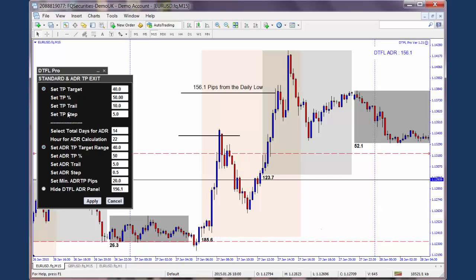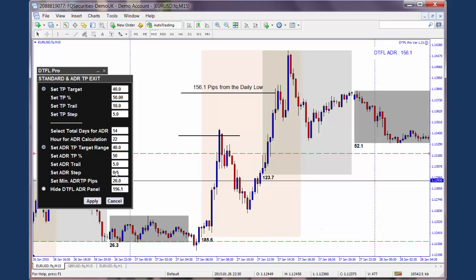Now the other thing that these two things control is the trailing stop. Whether a trailing stop is initially set off by the standard take profit or the ADR take profit, in this situation, if the position hit here after 40 pips, half of the position will be closed and then the other half will start to trail. Both the ADR and the standard take profit can trail. They've both got amounts here that you can trail.